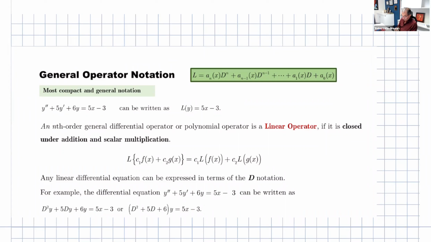But don't worry about that right now, it's just a definition I put here for you. Any linear differential equation can be expressed in terms of D notation, and we saw that again. If you have y double prime plus 5y prime plus 6y equals 5x minus 3, you can write that as D squared plus 5D plus 6 times y equals 5x minus 3. You can factor out the y and write it like that.